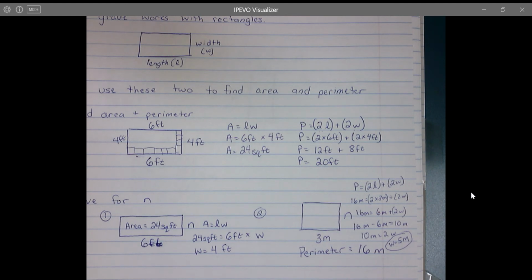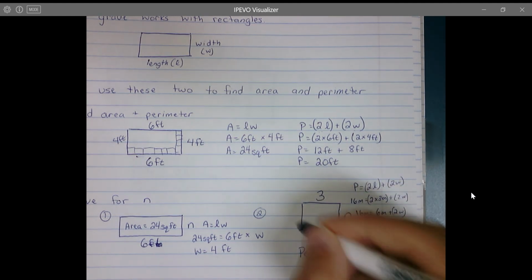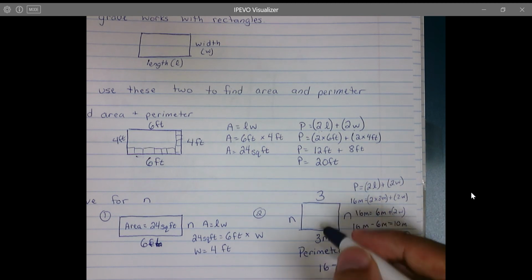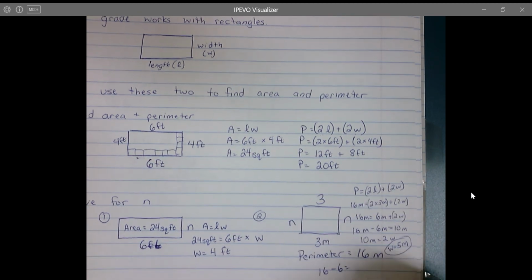So a lot of times I'll see students solve it in this way. It's not using the formula per se, but it's a way that can work. So we have 16 is our perimeter. Let's see, we have 3 plus 3, so they do 16, and they add these together, 3 plus 3, which is 6. All right, so that would be 10.